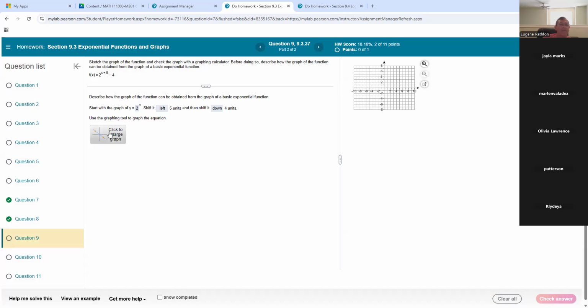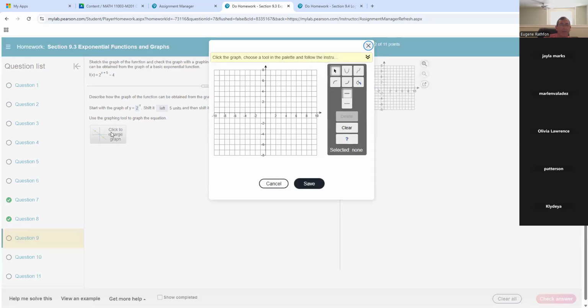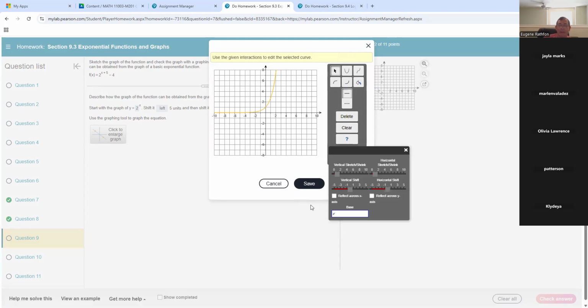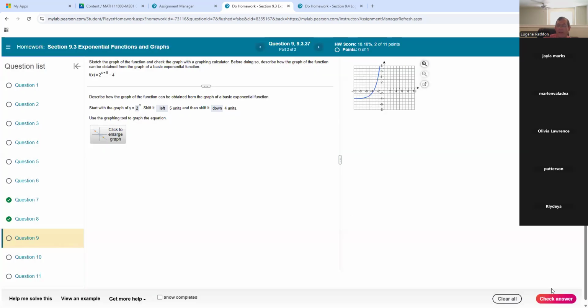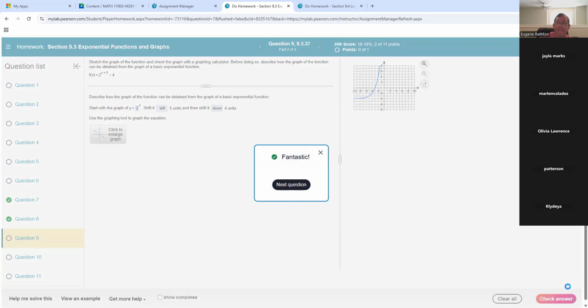and then graph it. So I'm going to click the enlarge graph. Grab my exponential tool, click on the graph. Go down in the bottom, change my base to a 2. So let's see, I had 2 moves. So the plus 5 went left horizontal. So I moved it left. And then the minus 4 went down 4 on the vertical. All right, so it went left and right. Save that. Check your answer. So y'all, you just got a few doing that, okay?